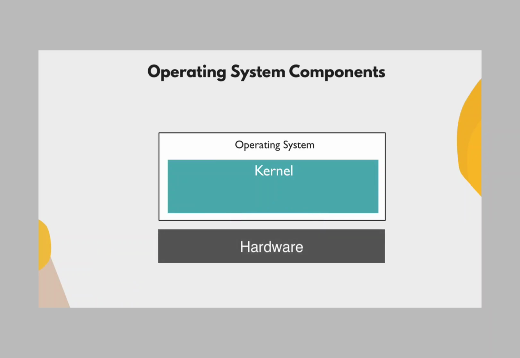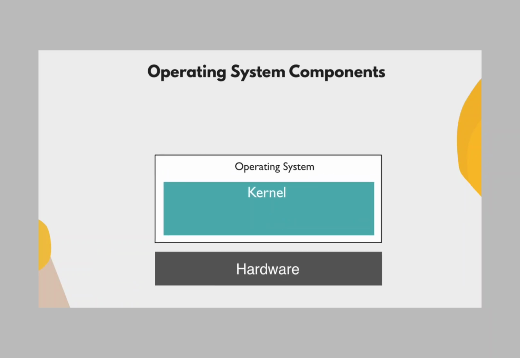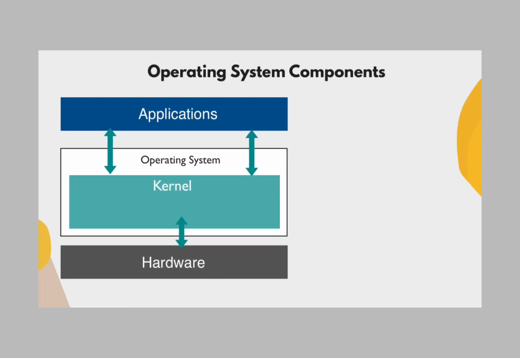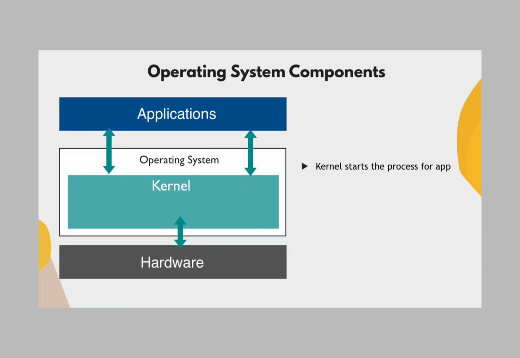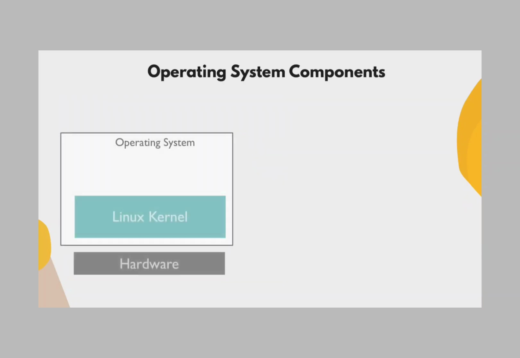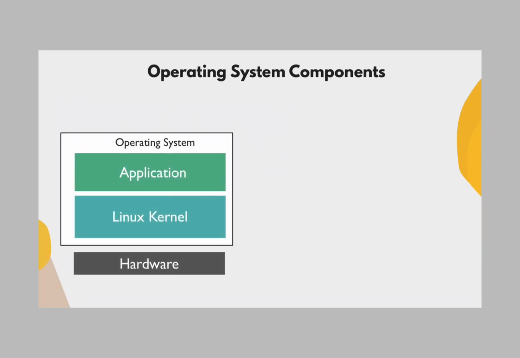So basically, the kernel part of the operating system is the layer interacting between the applications and the hardware. So when you start an application, it's the kernel that starts the process for that application, loads it into memory, and allocates CPU resources, for example, to that application. And when you close the application, all resources will be cleaned up by the kernel. And the kernel is basically just a program written in code which consists of device drivers and some other logic. And then there is the application layer on top of the kernel.